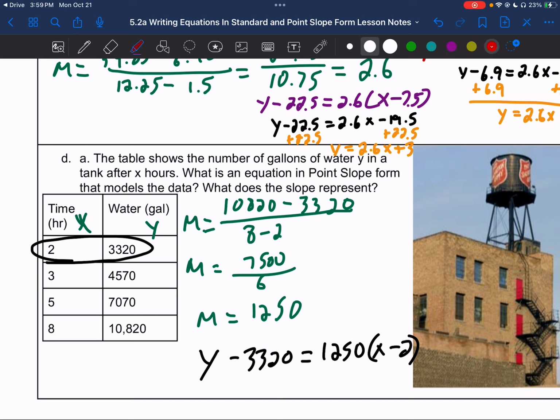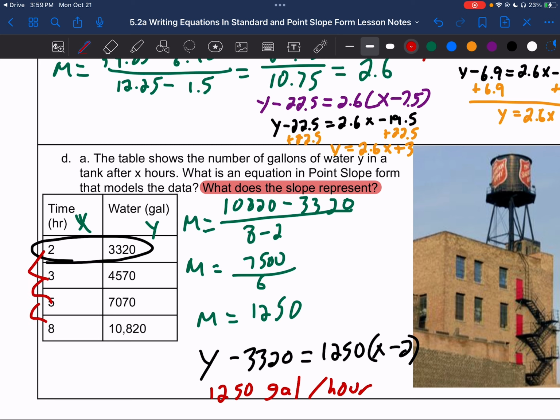Now, there's a secondary part to this question. What does the slope represent? It's 1,250 gallons per hour. And if you'll notice, as time goes on, we are increasing. So it's a 1,250 gallons per hour increase in the volume in our water tank.